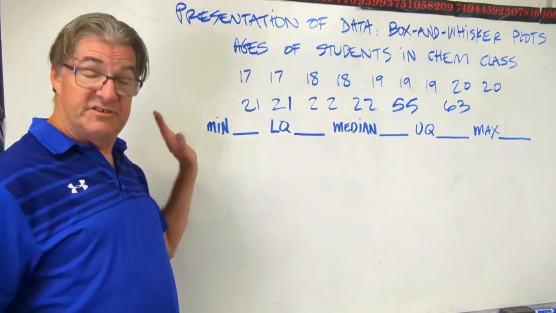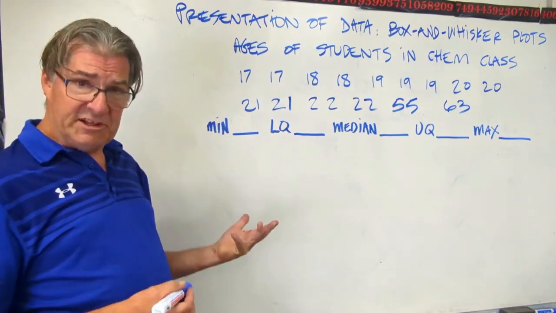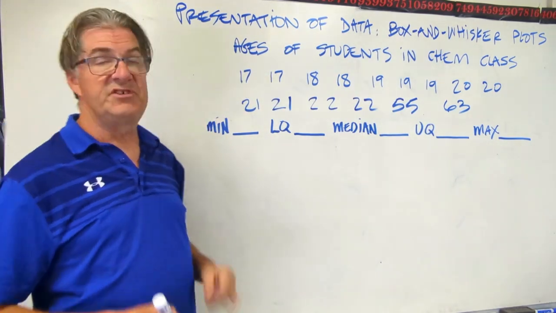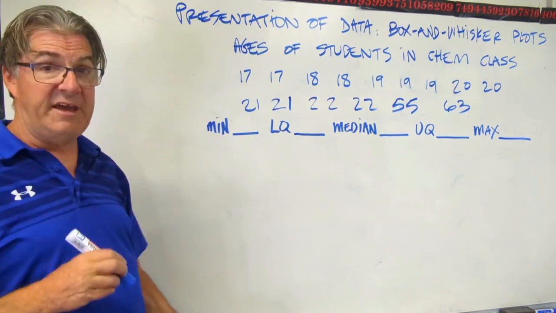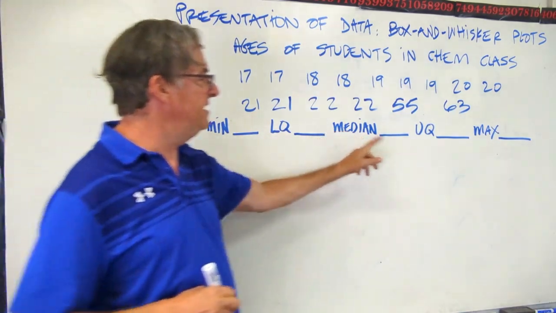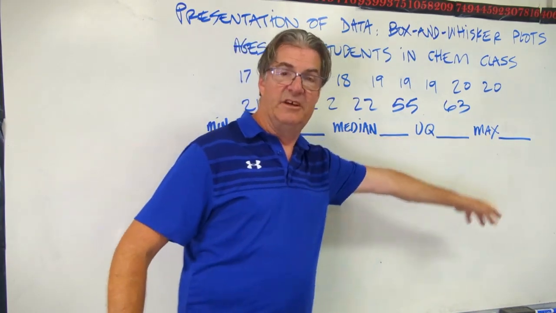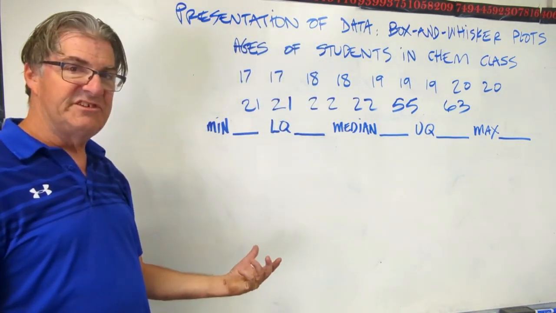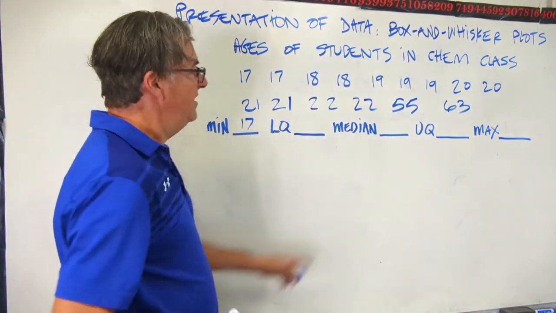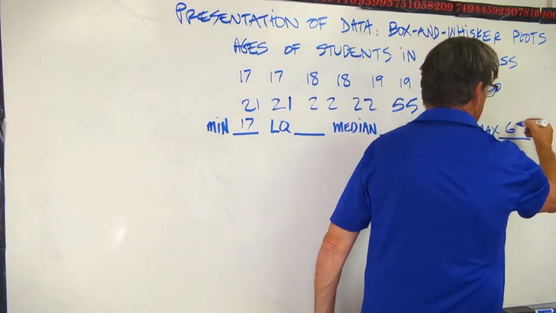So here's the data set that we're going to use for this one. You've already looked at this data set before in a previous lesson. We're looking at the ages of students in a university chemistry class. Okay, so we need our 5 magic numbers, our min, our lower quartile, our median, our upper quartile, and our max. So I love to do the easiest stuff first. My minimum is 17. That's just the smallest value. My maximum is 63. Woohoo!